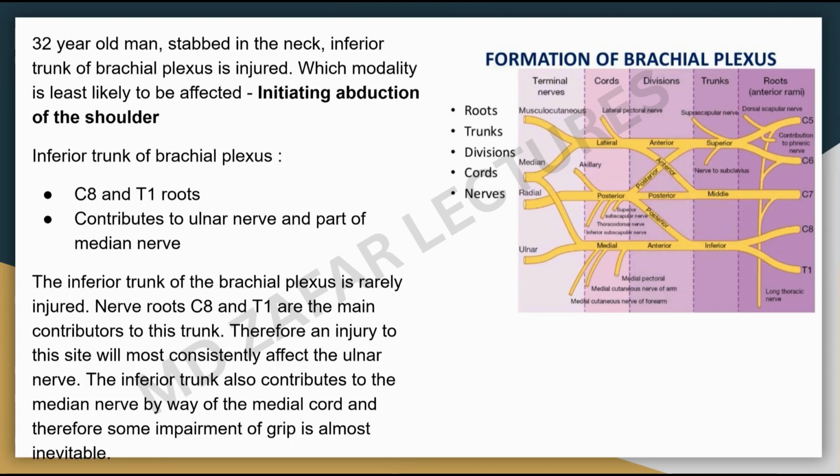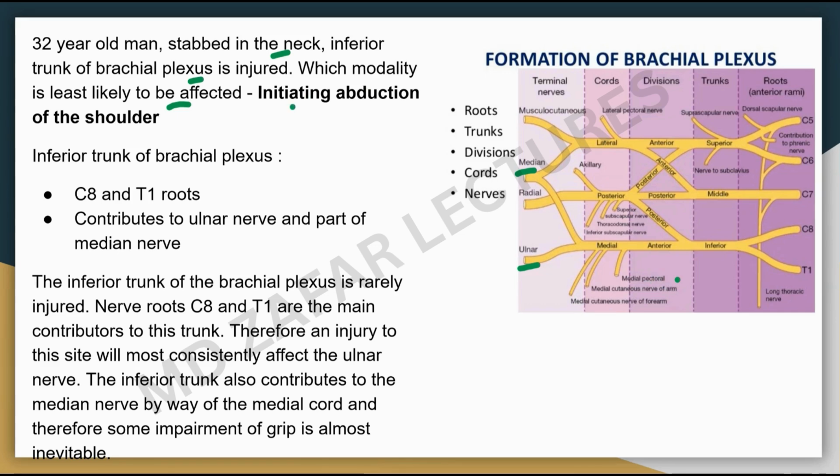So next up we have a 32-year-old man who got stabbed in the neck. Inferior trunk of the brachial plexus is injured. Now, which modality is least likely to be affected? So for this, we have to understand what the inferior trunk is contributing. So inferior trunk is going to contribute to the medial cord, and it is contributing mainly to the ulnar as well as some part or half part of the median nerve. Whereas it is also going to give the medial pectoral and cutaneous branches.